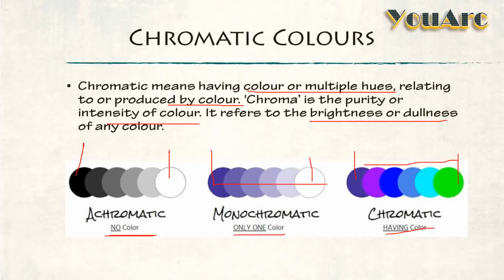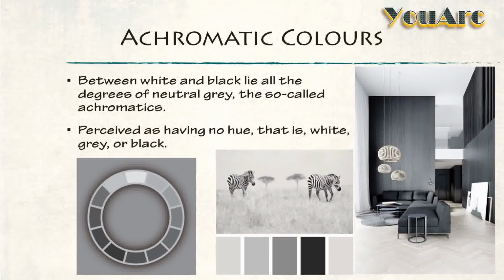Okay, between white and black lies all degrees of neutral gray, so they are called achromatic. Here we can see all achromatic colors, perceived as no hue. White, gray or black is mostly used. These have no hues. These are a few examples of achromatic colors. We can see only gray, white and black here.